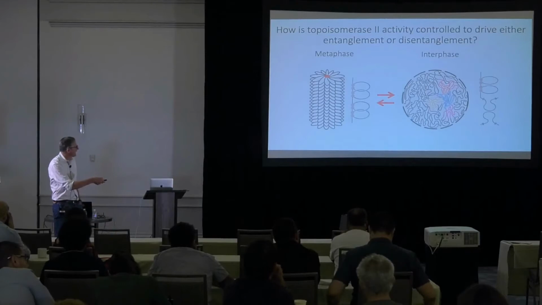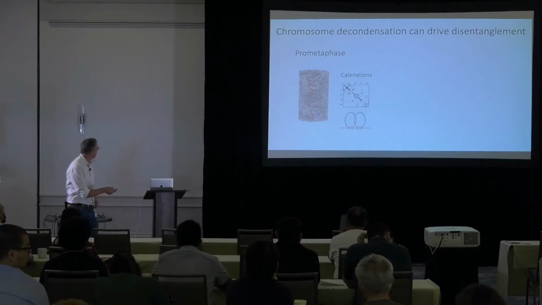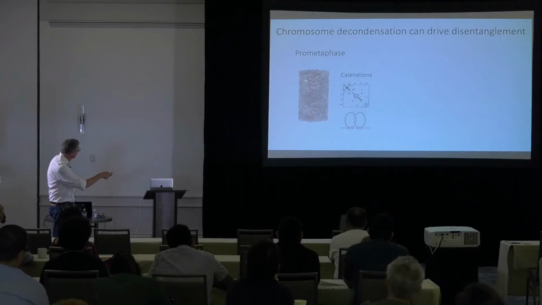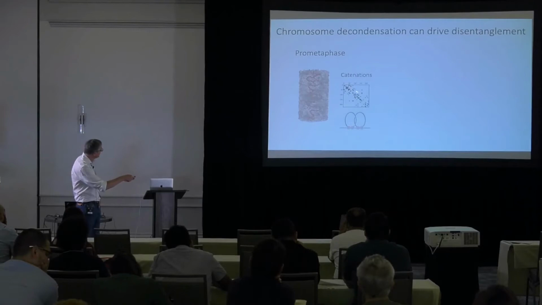So what Kirill came up with is it could be driven by chromosome decondensation. So this is a simulated mitotic chromosome. It represents the Hi-C data quite nicely. Here in red, we have the loop bases of condensin. And here's a catenation map. Each dot basically represents whether there's a catenation between two distal loops or not. So we can see there's lots of nearby loops that get catenated, but also some longer range catenations.